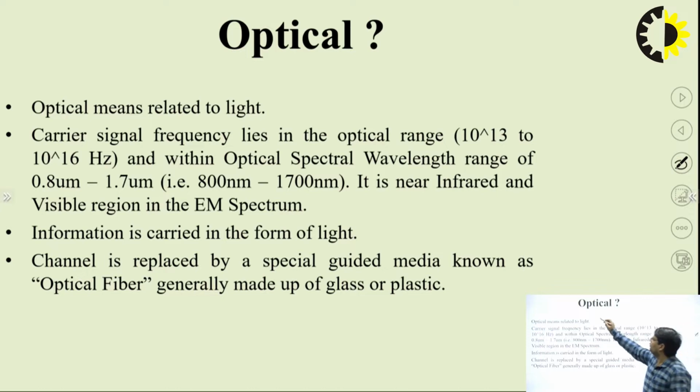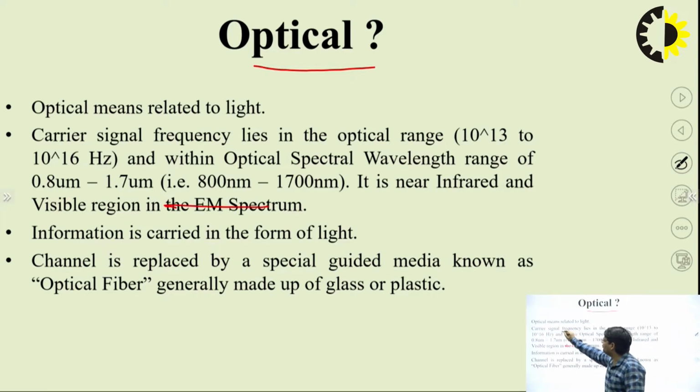Next, we also have to understand the meaning of the word optical. Basically, optical in communication has four meanings. The first meaning, very simple, is that optical means related to light. The second meaning is that, like any other communication system, we have to use a signal carrier frequency. The carrier signal frequency here lies in the optical spectral band, which in terms of frequency is 10 raised to power 13 to 16 hertz, and in the optical wavelength band it is 0.8 to 1.7 micrometer, or 800 nanometer to 1700 nanometer.